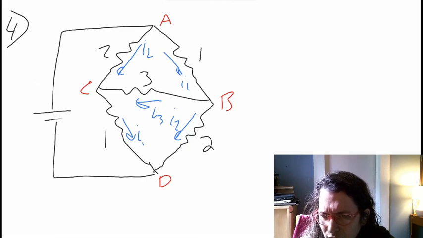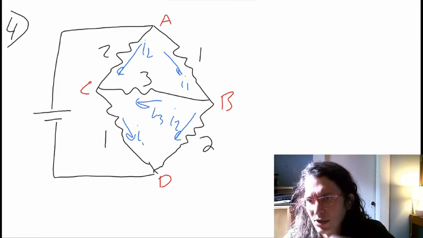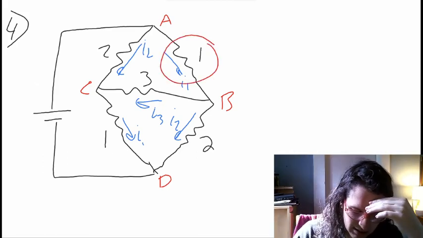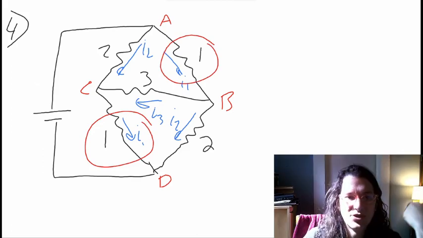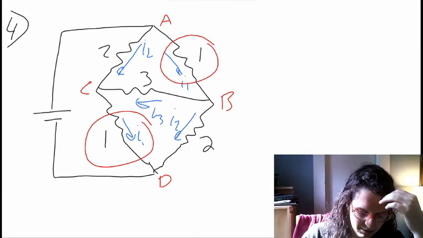The only thing is, I think in part A we're going from A to B, and in part C we're going from C to D. So in those two cases, since we have the same resistance, R1, and the same current, I1, those answers are going to be the same.